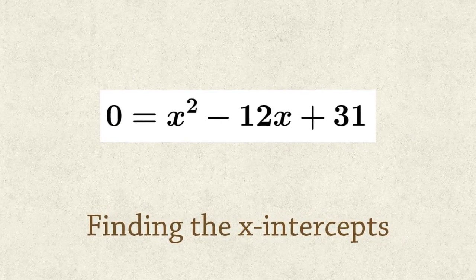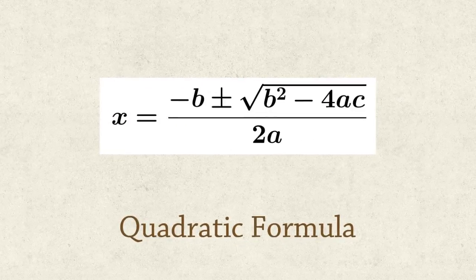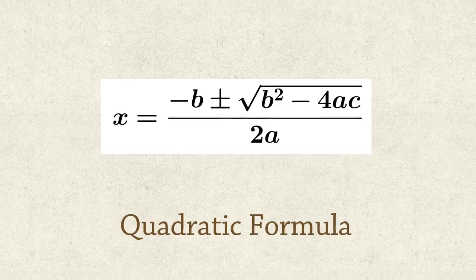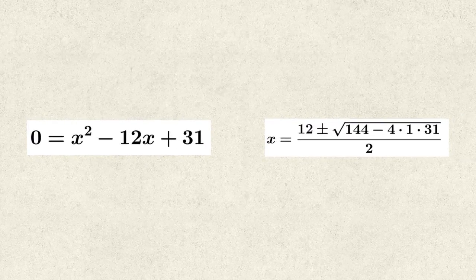To find the x-intercepts, we set the equation equal to 0 and solve. In this example, we will solve by using the quadratic formula. Using the quadratic formula, we write x is equal to 12 plus or minus the square root of 144 minus 4 times 1 times 31, all over 2.